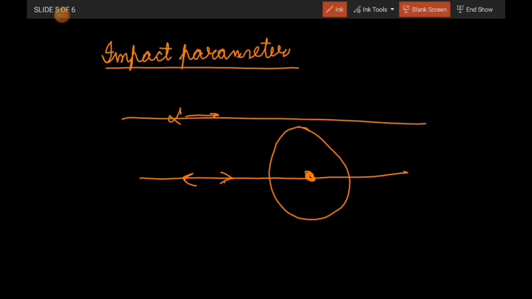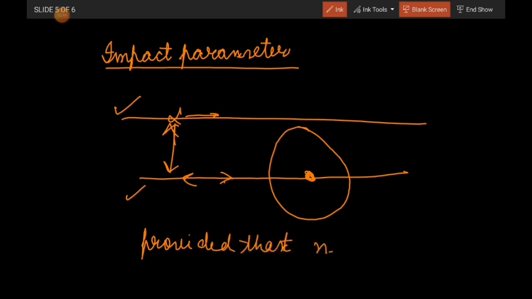Okay. Now what do you mean by impact parameter? It is the distance between this line, the alpha particle path line, and the nucleus line. So the distance between these two is the impact parameter. It is provided that the nucleus line, that is NL, should be parallel to the path line traced by the alpha particle. So this is known as impact parameter.